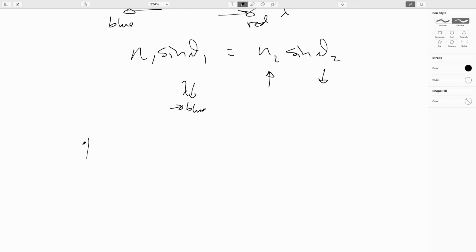So the moral of the story here is that blue bends better. Violet bends best, but that doesn't alliterate.